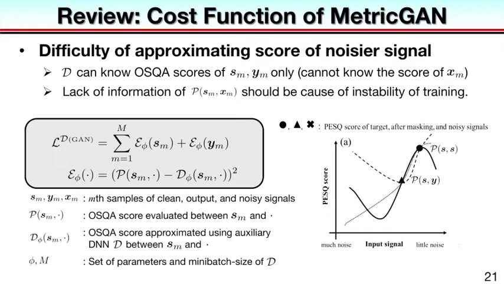D can know the OSQA scores of S and Y only. That is to say, D cannot know the score of X. Therefore, as you can see from the figure, metric gain has difficulty approximating the score for a noisy signal. The lack of information of P of Sx should be the cause of instability of training.